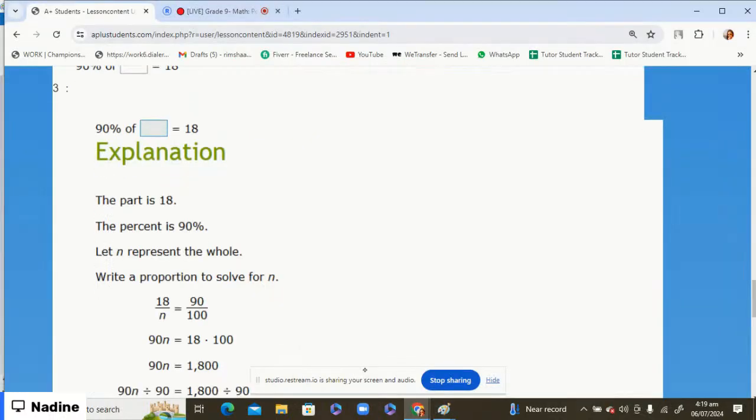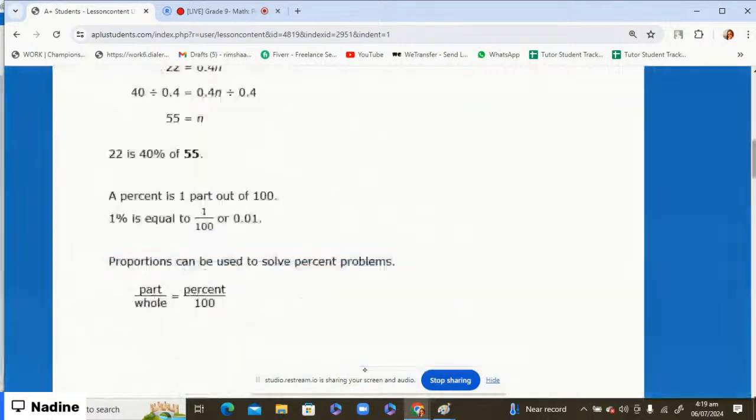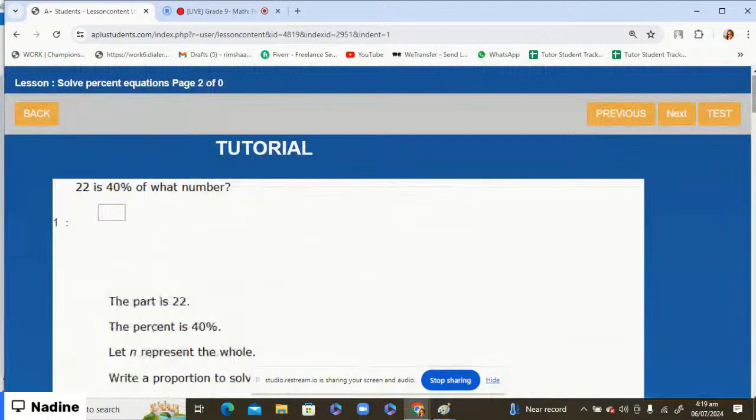Okay, so in this way we are going to solve that question. And if you want to convert it into percent or that form, it's all up to you. So these are the percent equations. Okay, so solve the rest of the questions by yourself.